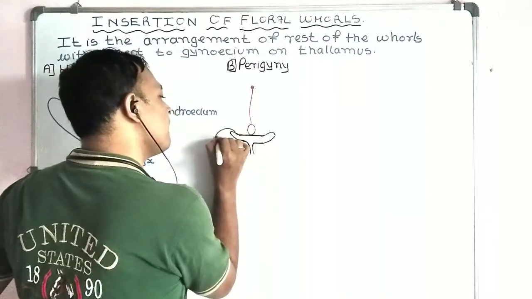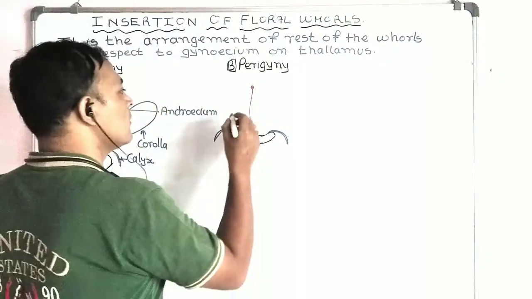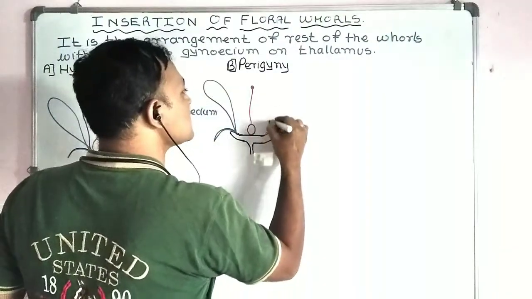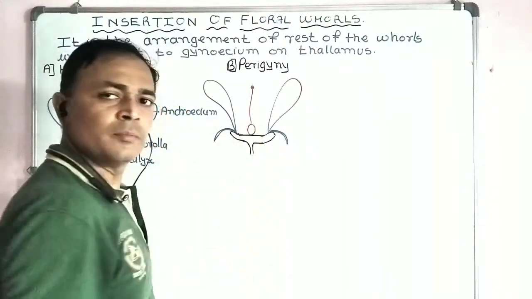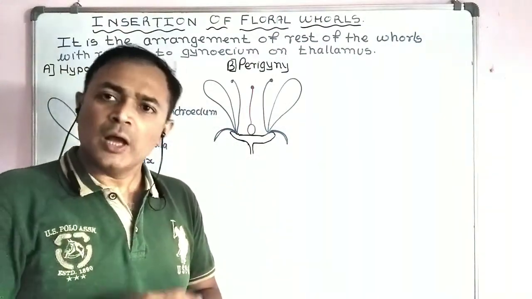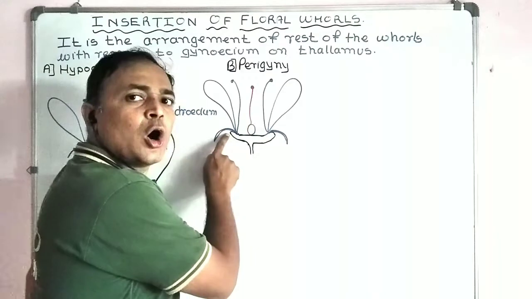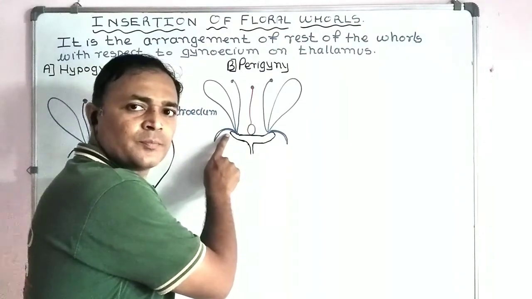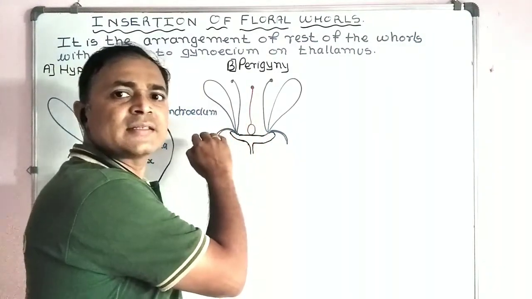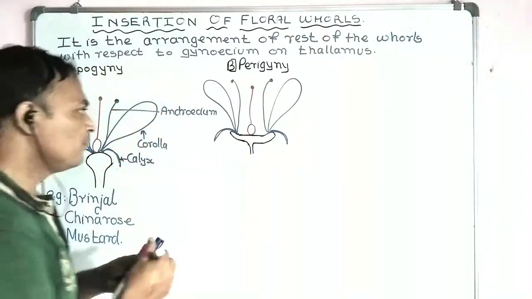Now this is the calyx. These are the petals. And this is the androecium. So you can see that these floral whorls are arranged on the rim of the thalamus. Or in other words, the rest of the floral whorls are at the same level with that of gynoecium. There is one more type.